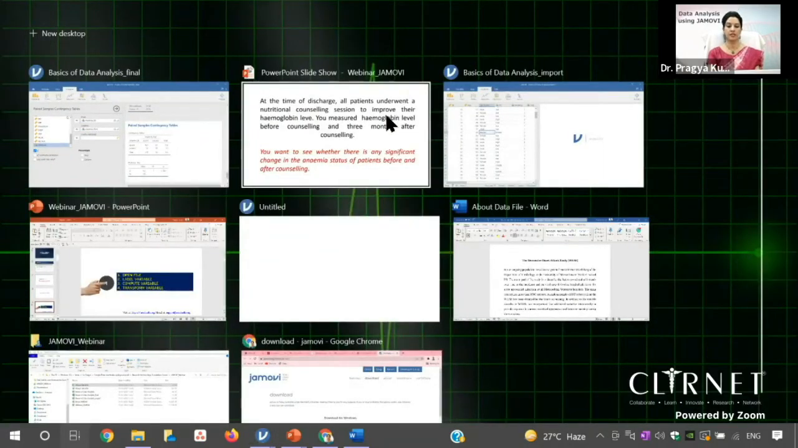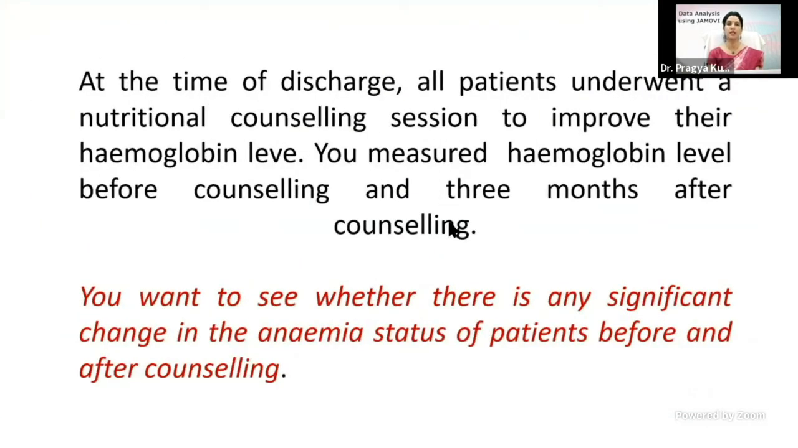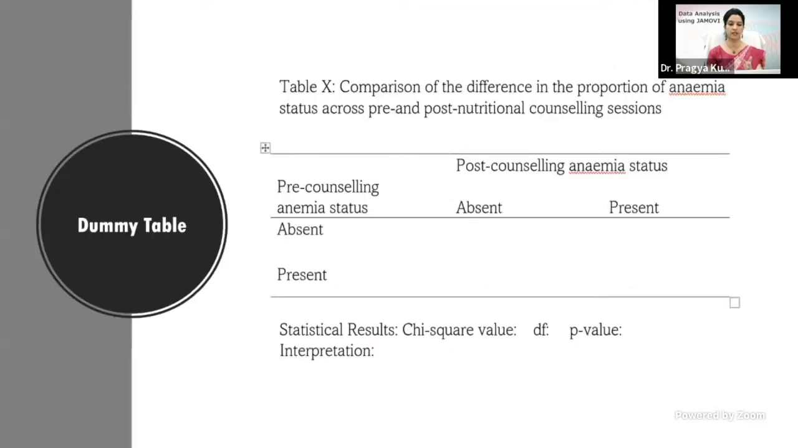So we have seen up till now the descriptive statistics, the contingency table 2 by 2, that is for the chi-square test of homogeneity. We have seen the chi-square test of association, and we have seen about the McNemar test. And this is the dummy table for the McNemar test. So this is the post-counseling anemia status. This is the pre-counseling anemia status. And then this is the chi-square value, degree of freedom, p-value. And then you have to write the interpretation the way we write it for the McNemar.